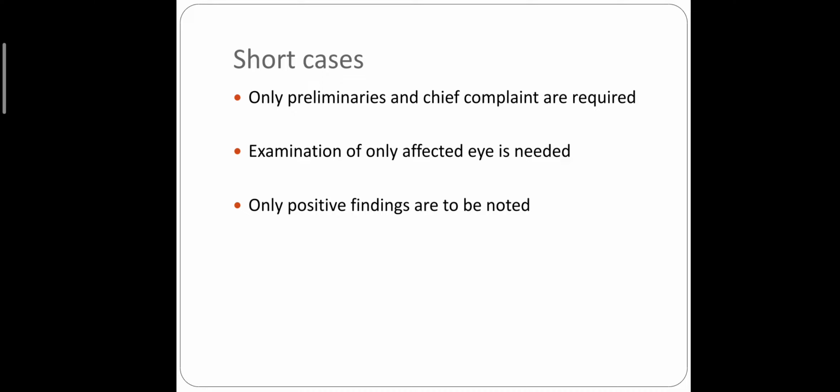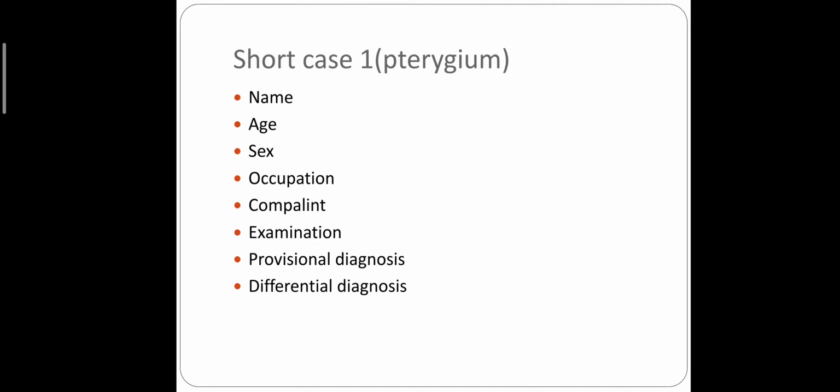It's not like you're not supposed to examine. You're supposed to examine both eyes, but you need to present only the eye which is affected, as well as only the positive findings. And only the chief complaints have to be taken. No need of elaborating the chief complaints. The history of presenting illness can be told, but in a very simple form. No need of going for a complete detailed history.